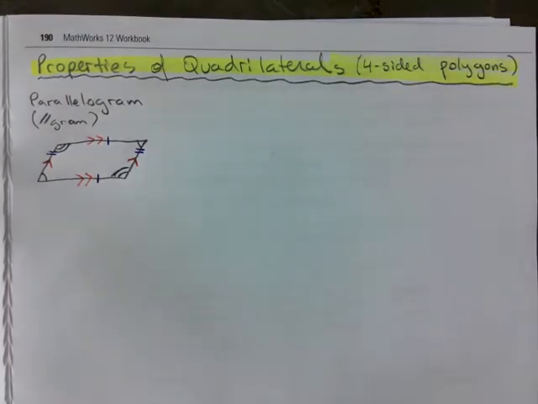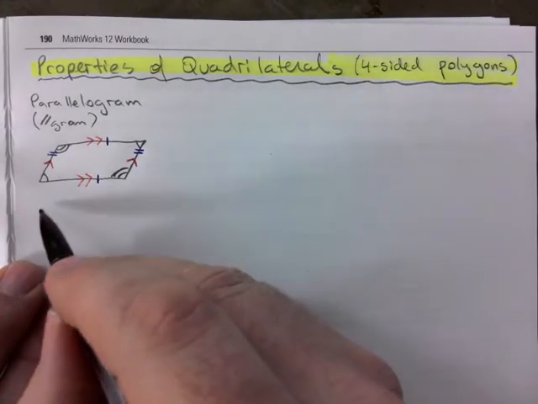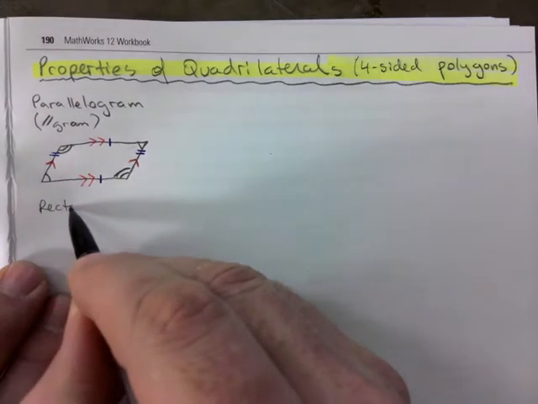How many properties are on this diagram right here? 3 properties. 2 pairs of parallel sides, 2 pairs of congruent sides, and 2 pairs of equal angles. You're not going to have to remember this as long as you have this on your study sheet. So let's do the rectangle, and then I will write down.